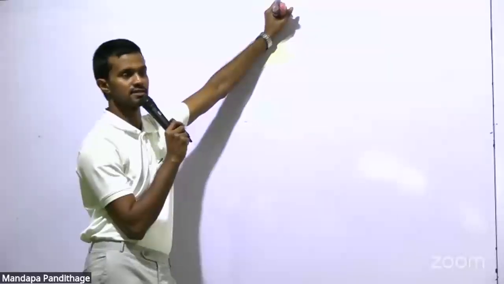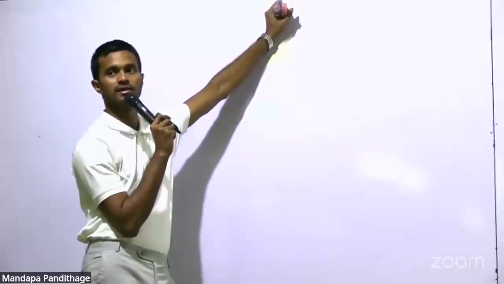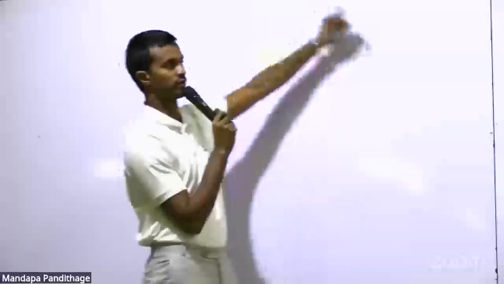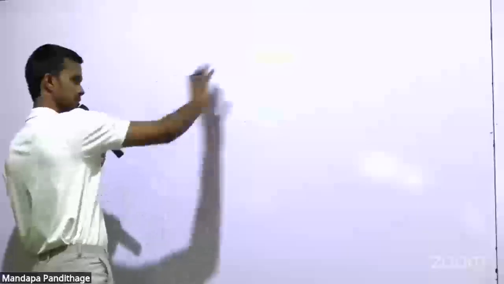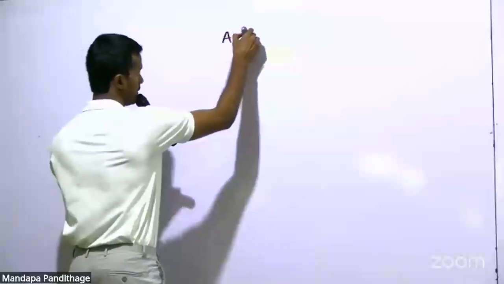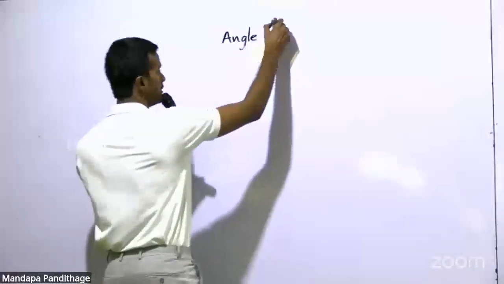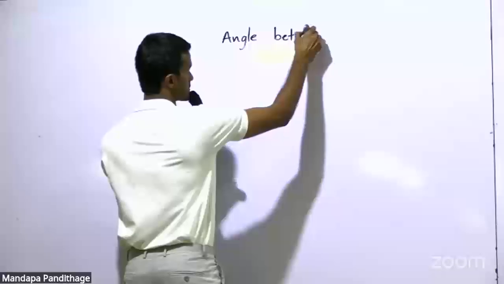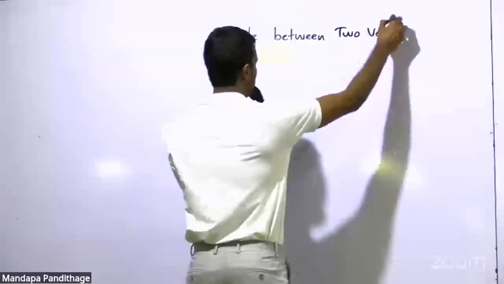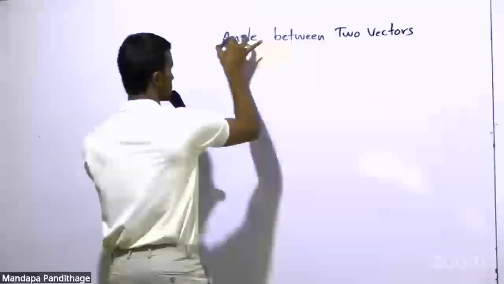Okay, so the next main topic that we need to discuss is the product between two vectors, or the vector product. Before moving on to that one, there is a small part we need to learn. Write a small subtopic: angle between two vectors.